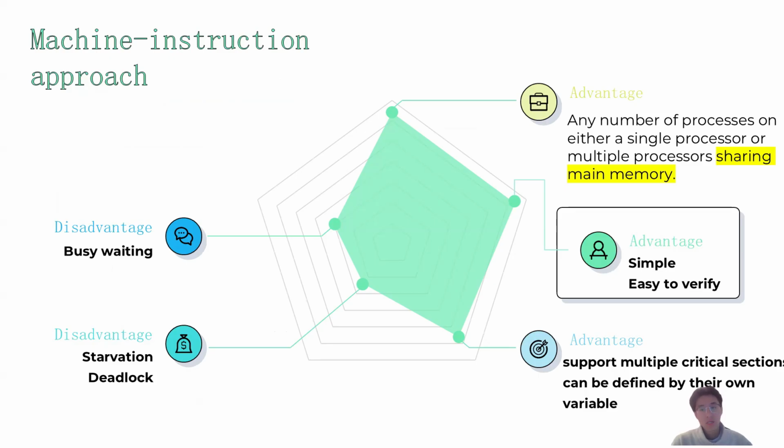But the advantage is that it works with any number of processes on either a single processor or multiple processors sharing main memory, and it's very simple and easy to verify. And supporting multiple critical sections, which can be defined by their own variables.